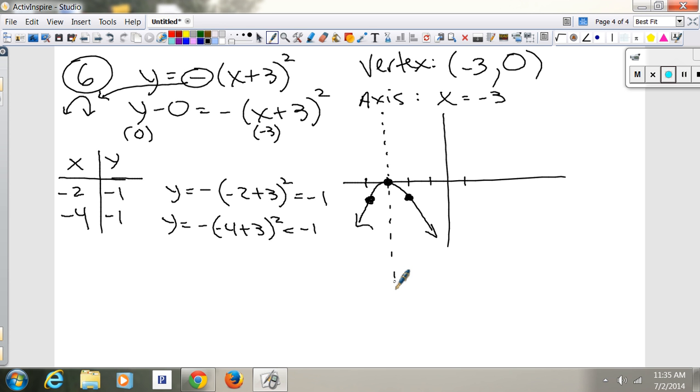So y minus 5 equals negative parentheses -1 plus 2 squared. 4 minus 5, that's 1, right? Squared is 1, and then the negative 1. Add 5. Y over -1, you go up to 4. -3 is also going to be 4 because remember it's symmetrical. So whatever you got on this side of the dotted line, you're going to have also on that side of the dotted line. There's your curve right there.